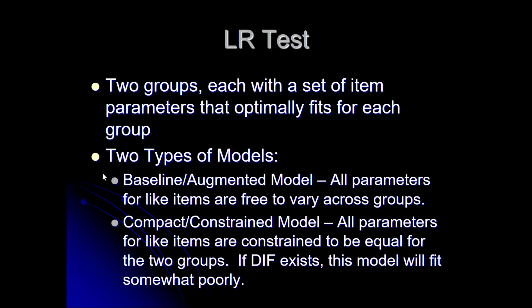By like items, what I mean is item one, presuming the two groups got the same test, item one's the same for the two groups. So those are like items. Item two is the same for each group. Those are like items. But item one and two are obviously different items.